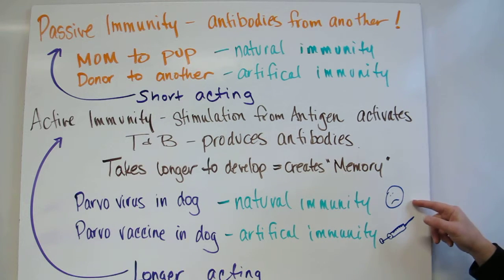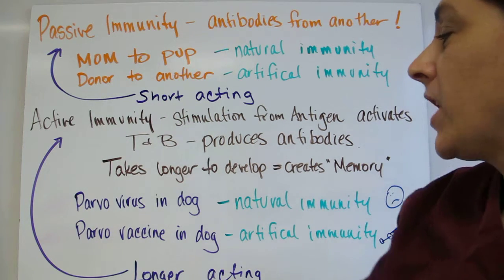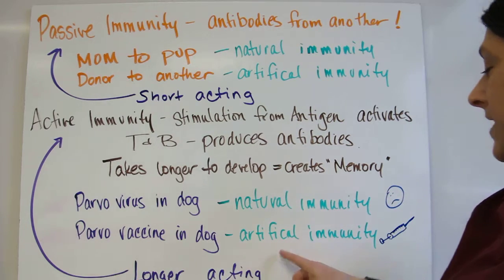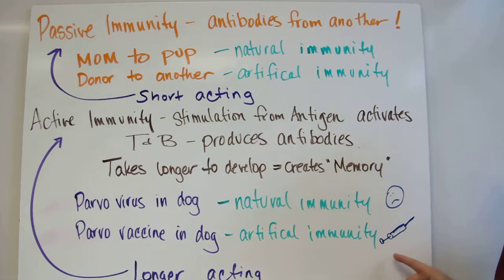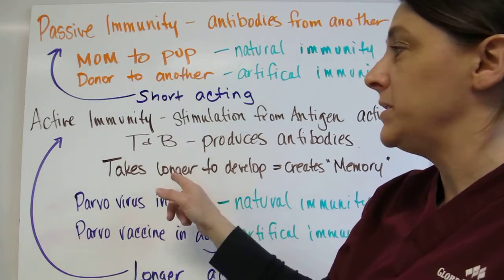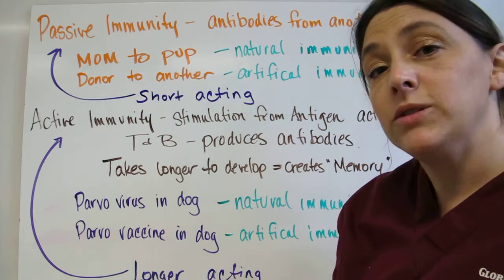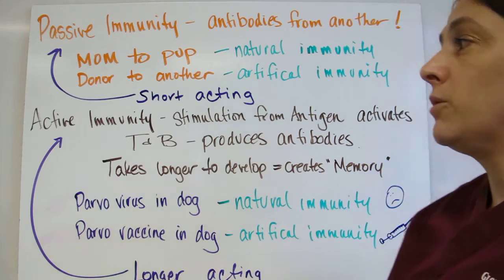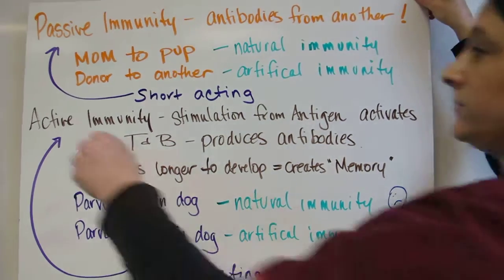Okay, so they're sad because they don't feel well. But we can give a parvo vaccine, and this would be artificial immunity. Okay, longer acting, it activates these T and B cells, but if they get exposed to the parvo vaccine, hopefully their body knows what to do so they don't get the illness.